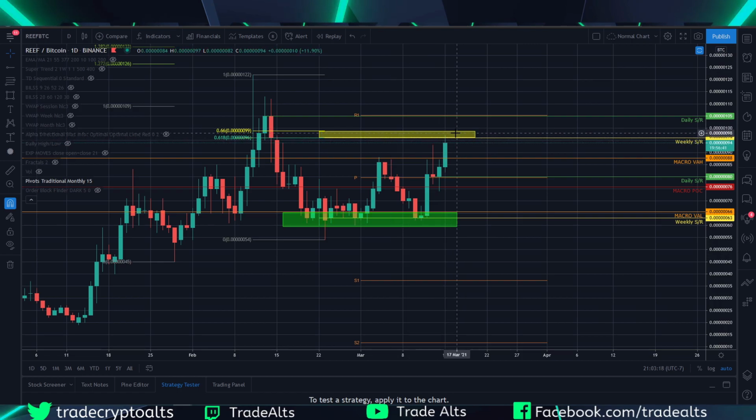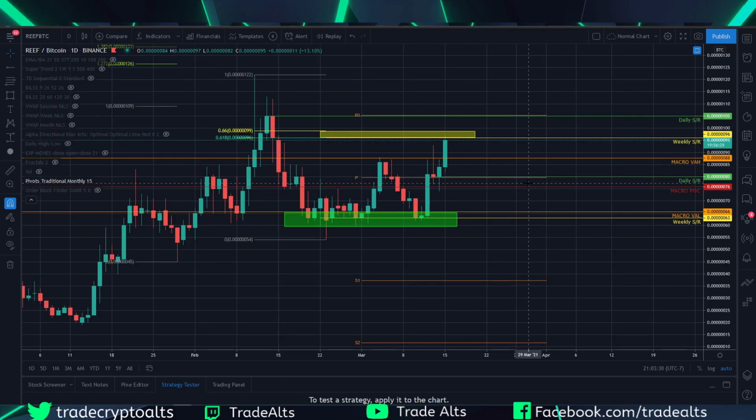If you're able to reclaim this level though, then you get a bit of a push up to this daily level sitting at 105 sats, and your R1 monthly pivot. If you get above that, I think this Reef is probably going to rip, which will likely coincide with the USDT pair. So that's something to pay attention to. But again, I like how it sits. You're up against very important resistance here.